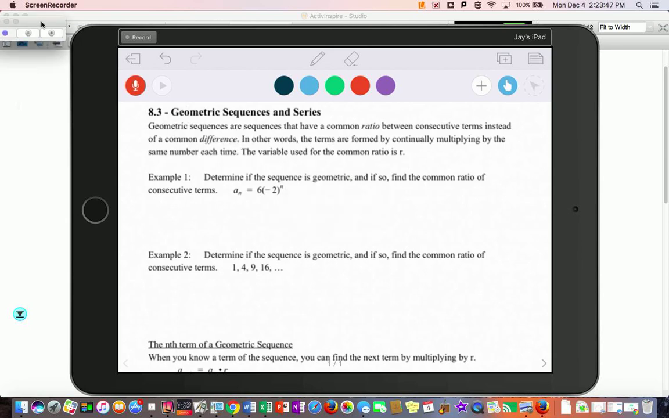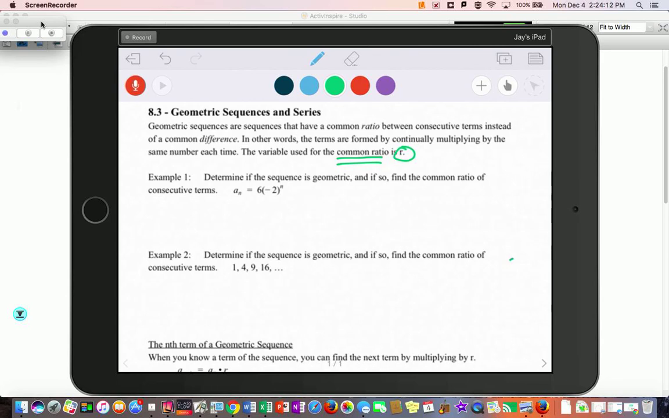So the 8.3 lecture, we're going to be dealing with geometric sequence and series. What you want to know is that we call it a common ratio and we give it the letter R. Instead of adding or subtracting like we did in the arithmetic, now we are multiplying.